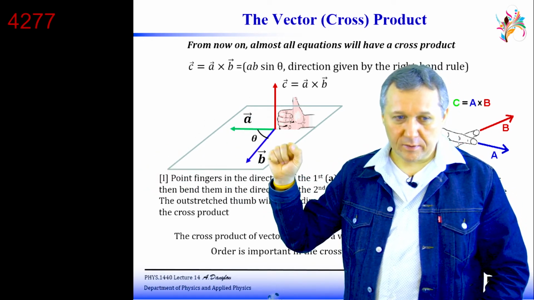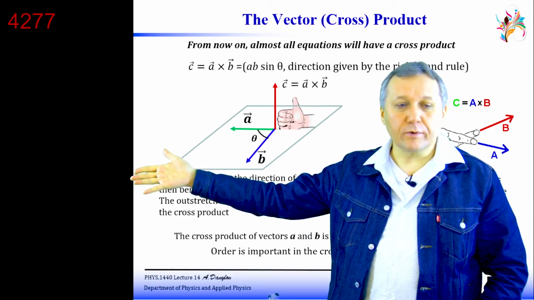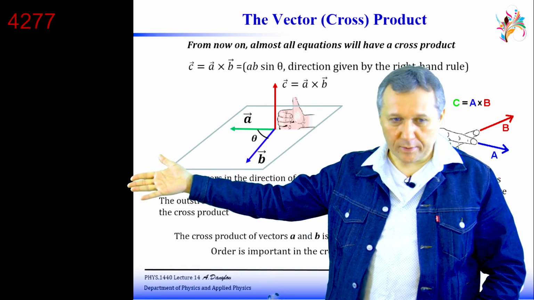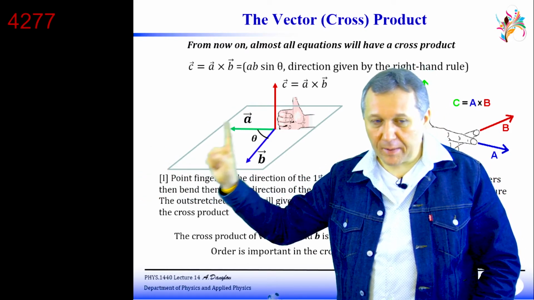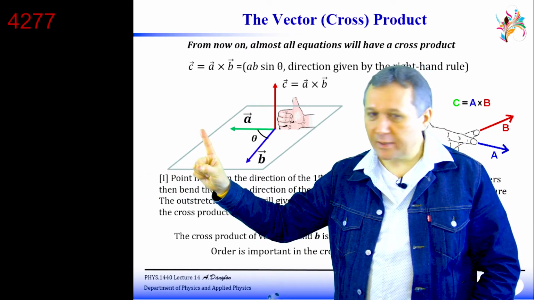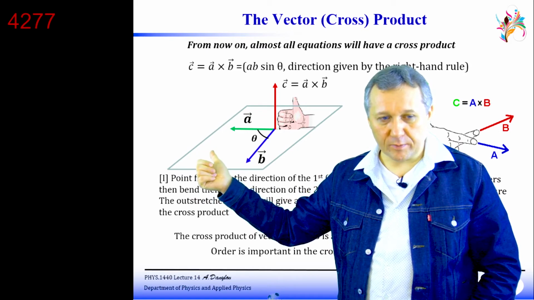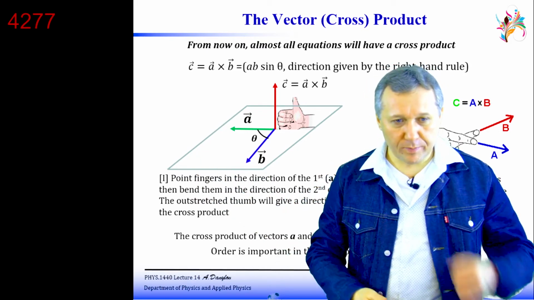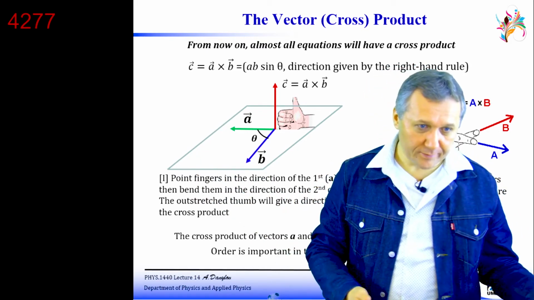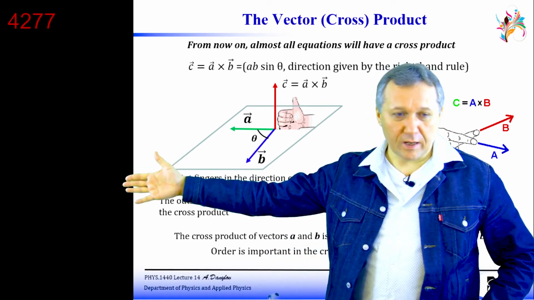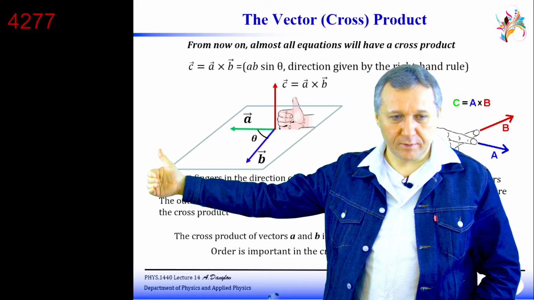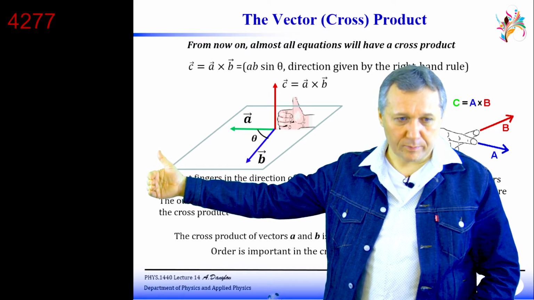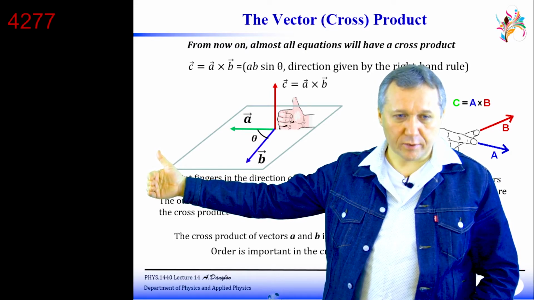Then, the second step in this rule: I need to orient my hand in such a way that I can naturally bend my fingers in the direction of the vector B. You see, vector B is out of the page, out of the board, out of the screen. So it means that I have to position my hand like this, and only then I can bend my fingers out of the screen, out of the page, to get the direction of B.